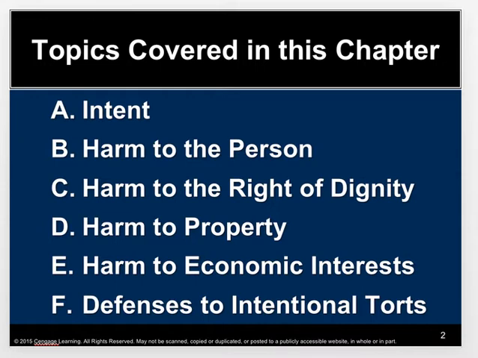Well, in this particular chapter, we'll talk about intent. Obviously, with intentional torts, intent becomes key. We'll also talk about harm to the person. We'll talk about harm to the right of dignity. We'll talk about harm to property, harm to economic interest, and we will also discuss defenses to intentional torts.